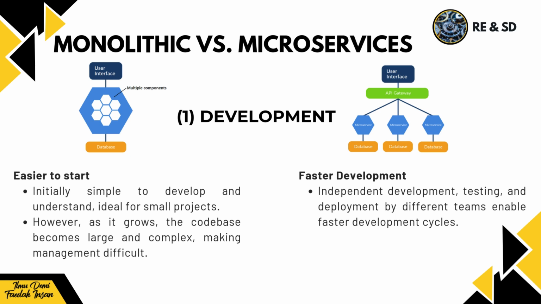First, let's compare the development processes for monolithic and microservices architectures. Monolithic architecture is easier to start with. It's initially simpler to develop and understand, especially for small projects. However, as the application grows, the code base can become large and complex, making it difficult to manage. On the other hand, microservices architecture allows for faster development. Each service can be developed, tested, and deployed independently by different teams, leading to quicker development cycles.